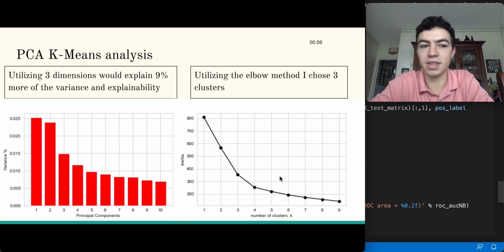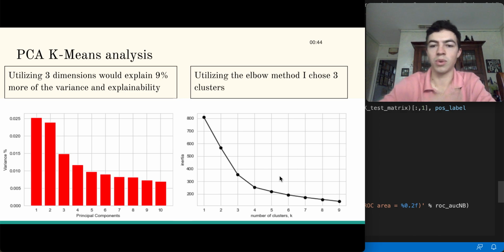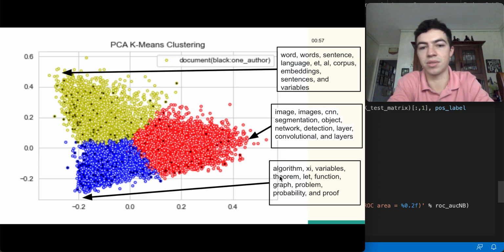So in my PCA k-means analysis, I started with determining what principal components had the most information loss, and so I wanted to pick 3, but I wasn't able to get 3 dimensions in this round. But I used the elbow method, and I chose 3 clusters. So you can see these 3 clusters here.